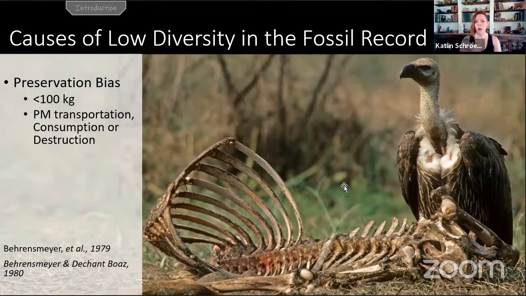So remember that Brown et al. found that dinosaurs under 60 kilograms were missing. Behrensmeyer is finding that animals below 100 kilograms are missing. So it makes sense why we wouldn't necessarily find really small dinosaurs in the fossil record.